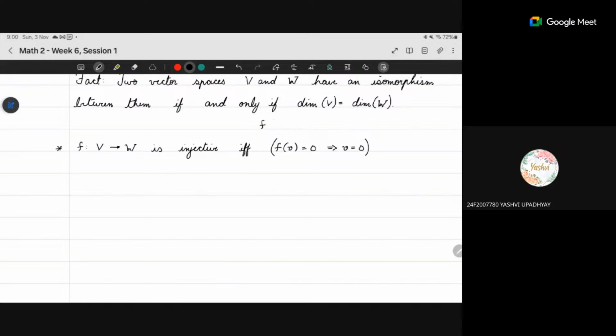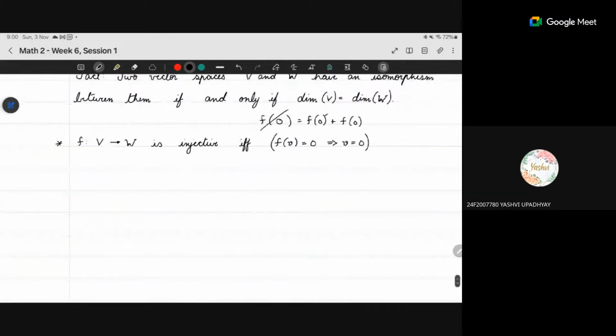If you don't remember, you can just look at this. F of 0 plus 0 is equal to f of 0 plus f of 0. This is by the first property, but f of 0 plus 0 is just f of 0. And then you use cancellation to get f of 0 is 0. So 0 is always mapped to 0 under a linear transformation. That's why translation maps will not be linear maps.